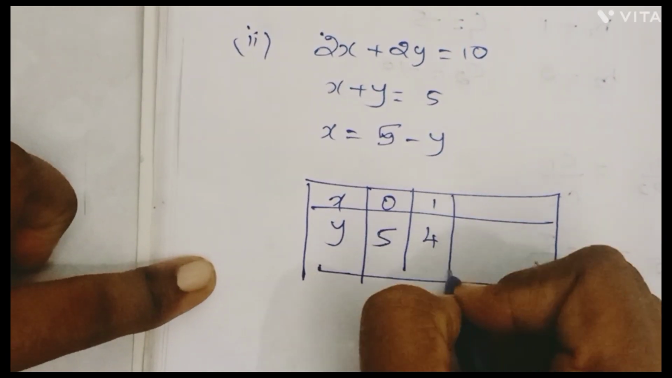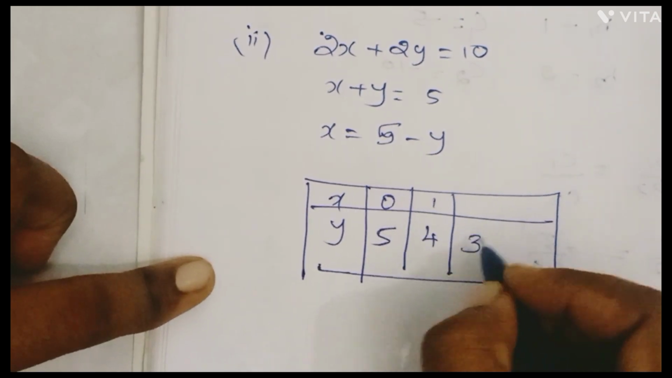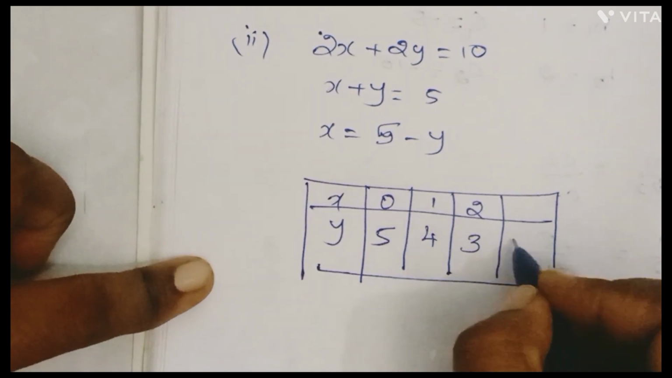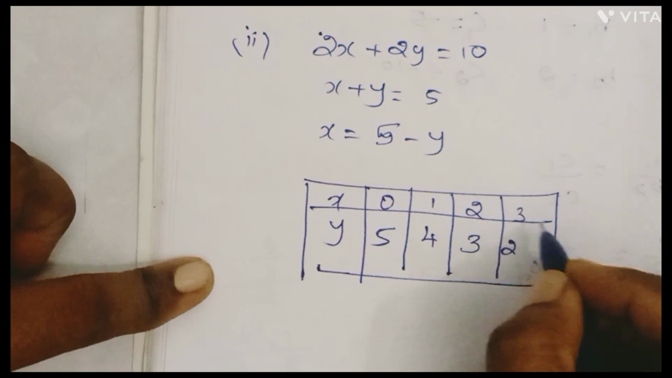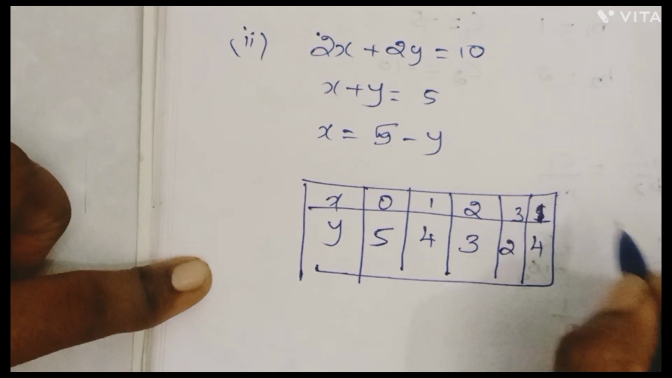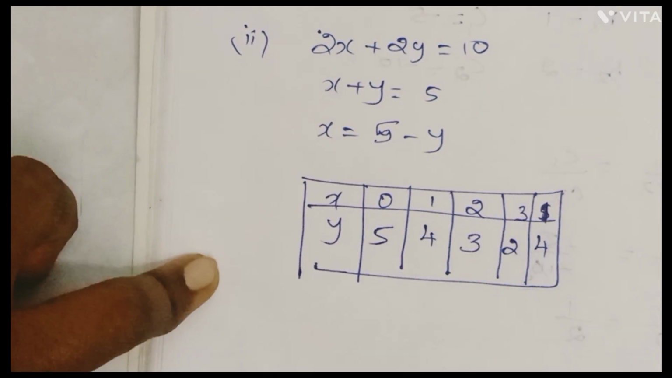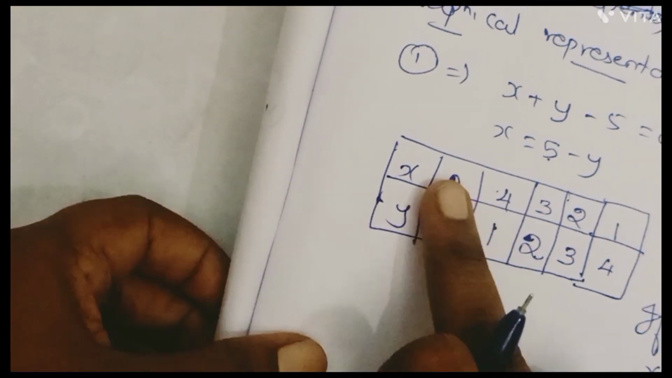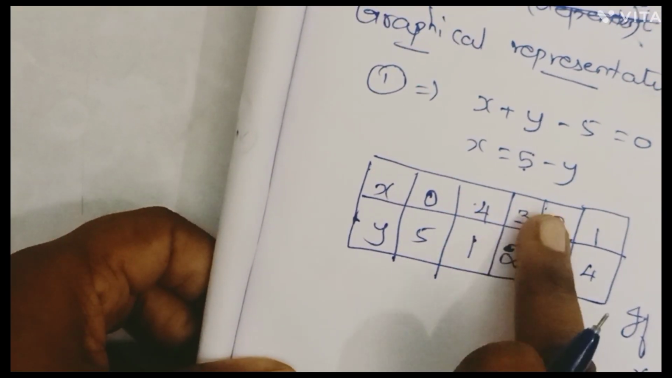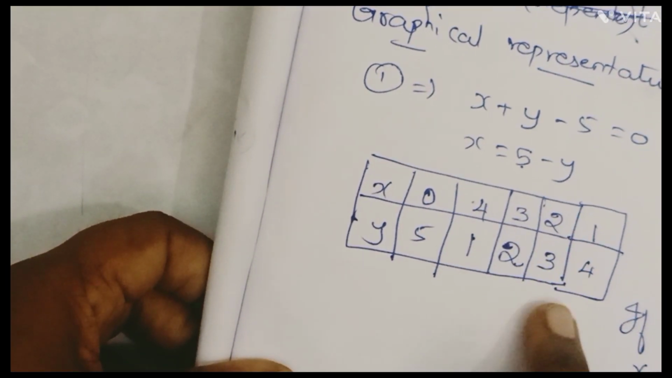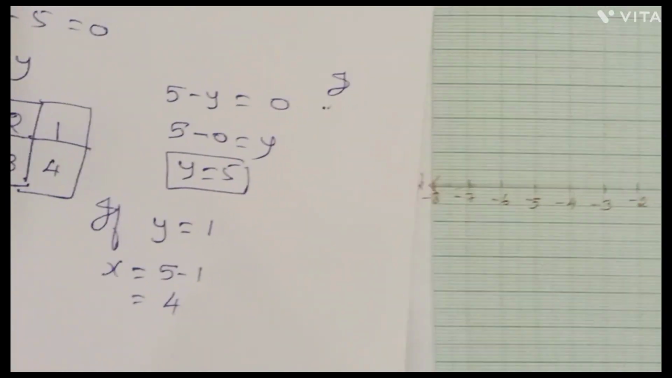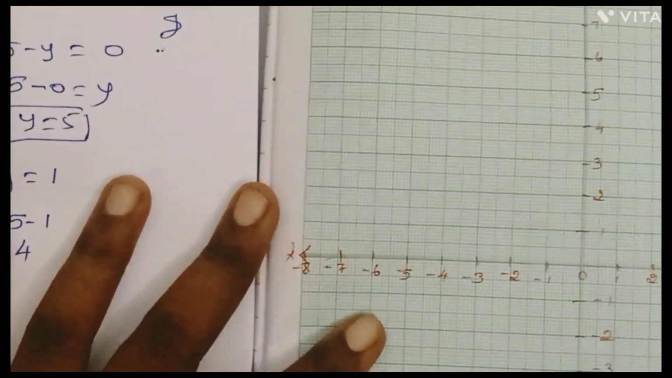When y is equal to 4, x is equal to 1. When y is equal to 3, x is equal to 2. When y is equal to 2, x is equal to 3. Now we just plot it graphically. The points on the line are 0, 5; 4, 1; 3, 2; 2, 3; 1, 4. So 0, 5.